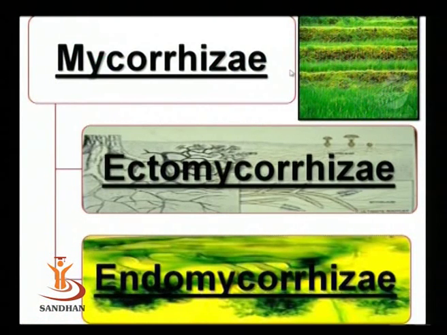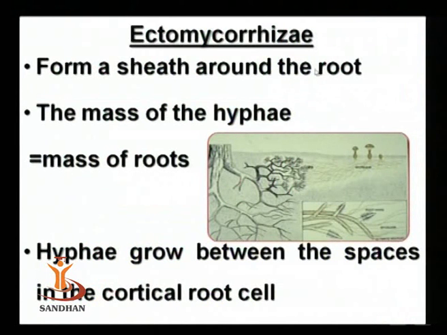Now there are two types of mycorrhiza, Ectomycorrhizae and Endomycorrhizae. As the name suggests, ecto and endo: ecto means outside, and endo means inside. So now we have to discuss these two types of mycorrhiza. The Ectomycorrhizae form a sheath around the root. It means they make a coating on the root. They are not penetrating inside. The mass of hyphae is equal to the mass of root.